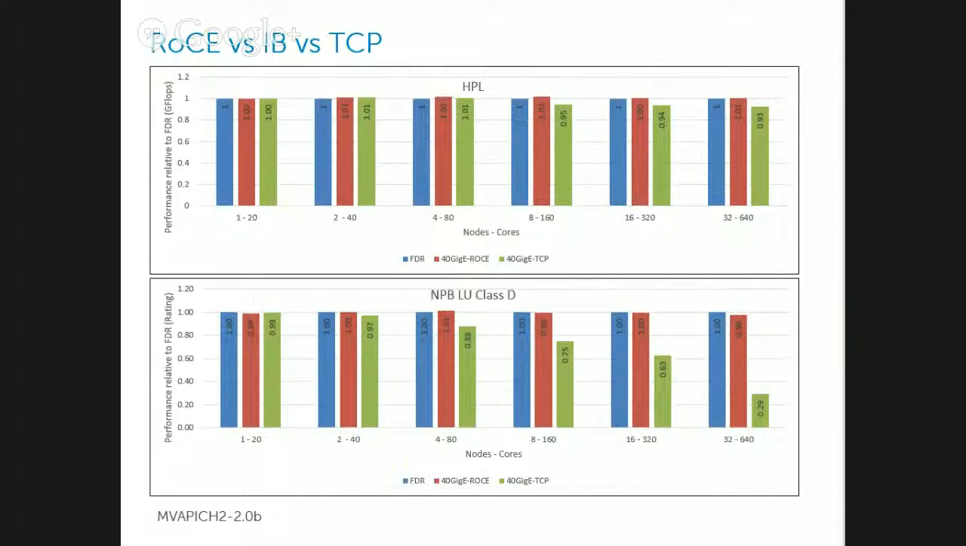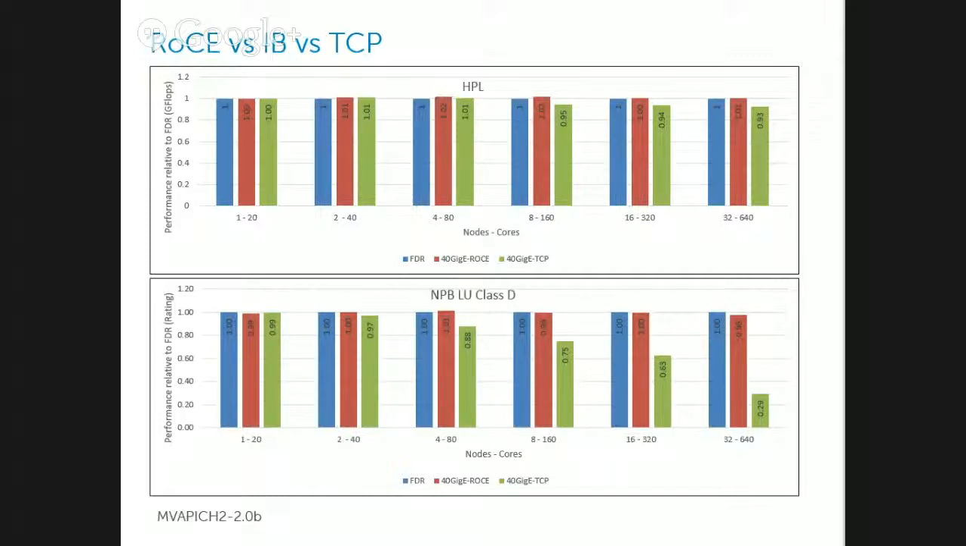The first graph shows Linpack. We have FDR, 40 GigE with RoCE, and 40 GigE with TCP. As you can see, all the way up to 32 nodes, there wasn't a lot of difference between the different interconnects and targets used. You'll start to see a slight drop-off in performance with 8 nodes using TCP, but at the end, they are in the same ballpark all the way up to 32 nodes.